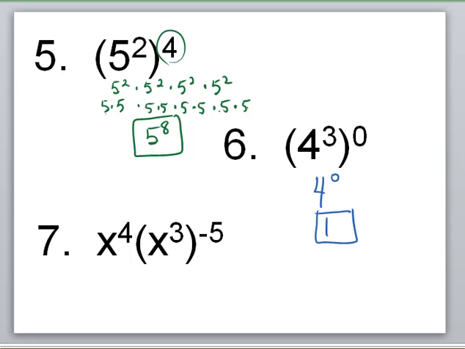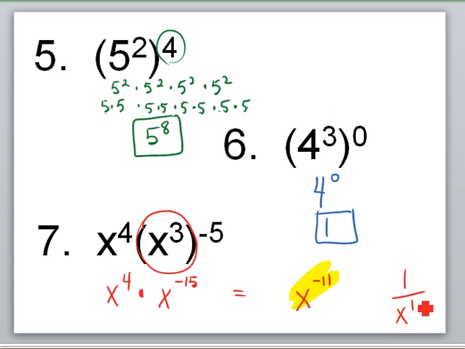This next one we really need to be careful on because we've got 2 rules being used. We do need to take care of the power part first, the exponent to an exponent part first, because of the rules of order of operations. So I really have x to the 4th times, I need to take care of this part first, so 3 times negative 5 is x to the negative 15. Now we have the same base, we're going to add our exponents together, and so I get x to the negative 11. This one, we're not going to leave our answer in that form because it's not happy, so I highlighted it, and I need to make it happy, and I'm going to move it to the bottom of the fraction. So my answer ends up being 1 over x to the 11th.